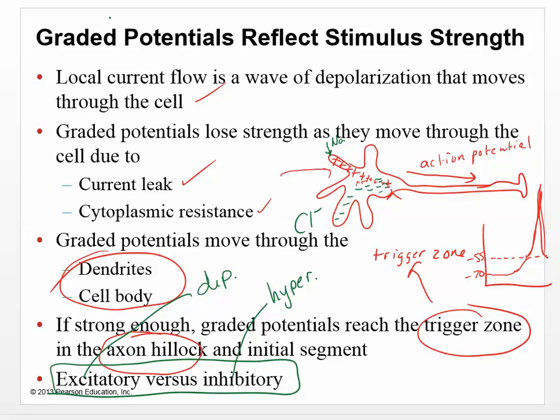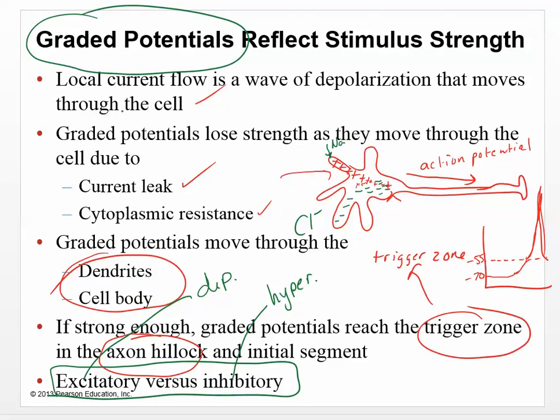So when we're talking about graded potentials, the biggest thing to remember is we're talking about in the dendrites and the cell body, because when it goes down the axon, that's called an action potential. Okay, and we're talking about letting in charges, letting in the sodium to make it positively charged, or chloride to make it negatively charged, primarily.